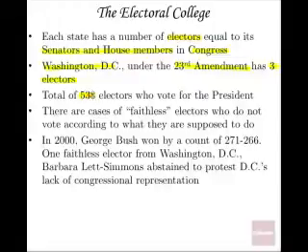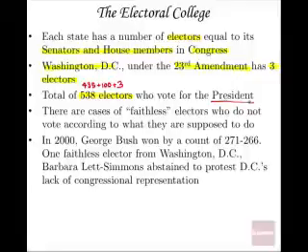So there's a total of 538 electors. Technically, that's 435 House members, plus 100 senators, plus 3 D.C. electors. And they're the ones that vote for the President of the United States. So people don't vote for the President of the United States. They vote for electors who are pledged delegates to vote in the Electoral College.